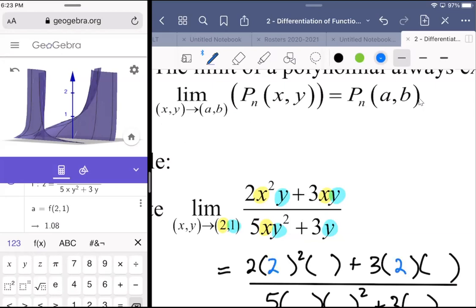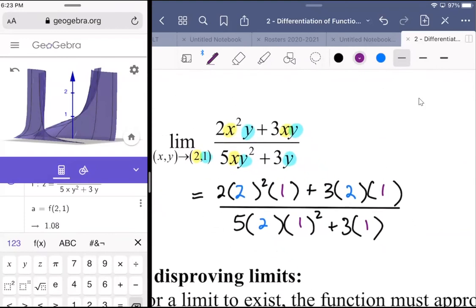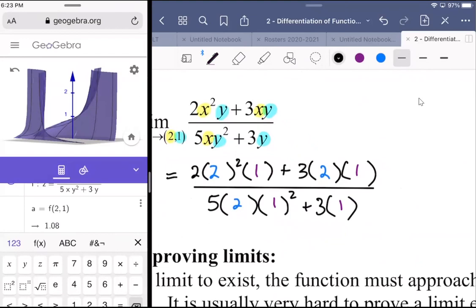Two, 2, 2, 1, 1, 1, 1. And we could have factored out a y and canceled it, but it wasn't a big deal to do the number crunching anyway. So on the top, we got 8 plus 6 is going to be 14. 2 squared times 2, and then plus another 6. Then on the bottom, we're looking at 10 plus 3 is going to be 13.